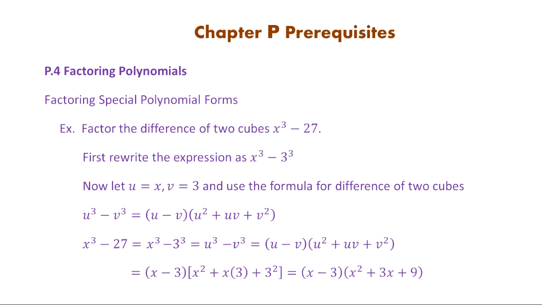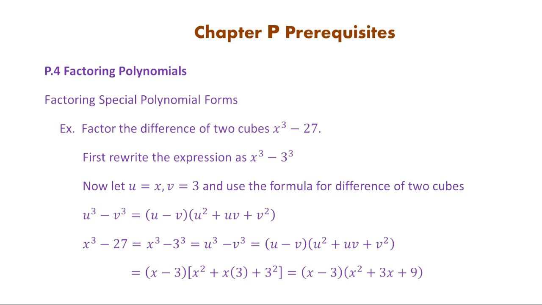So let's try to factor the difference of two cubes, x cubed minus 27. First, you can rewrite the expression as x cubed minus 3 cubed. Remember, 27 can be rewritten as 3 cubed. So that becomes a difference of two cubes, and then you just use the formula u cubed minus v cubed equals u minus v times u squared plus uv plus v squared. Okay, so u equals x and v equals 3. Then you're going to get x minus 3 times x squared plus x times 3 plus 3 squared.